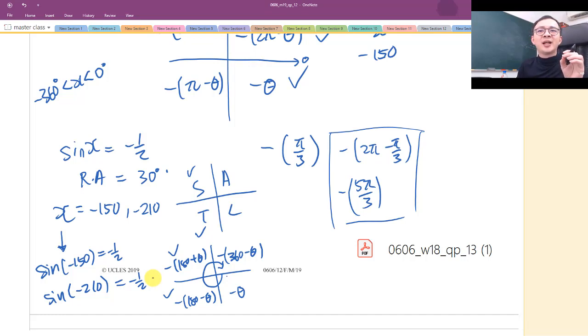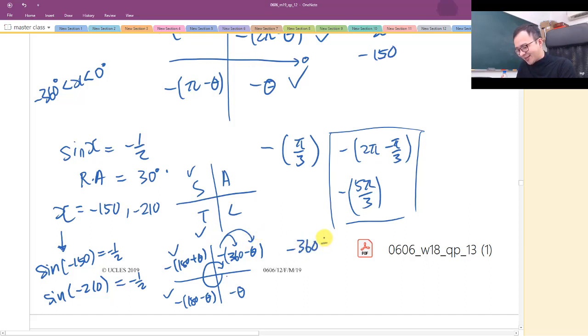If you want to multiply the negative into here, you will get negative 360 plus theta. But I prefer to leave my negative outside, then I can calculate quickly in my brain. The one in the fourth quadrant is not relevant in this case. Just leave the negative outside.